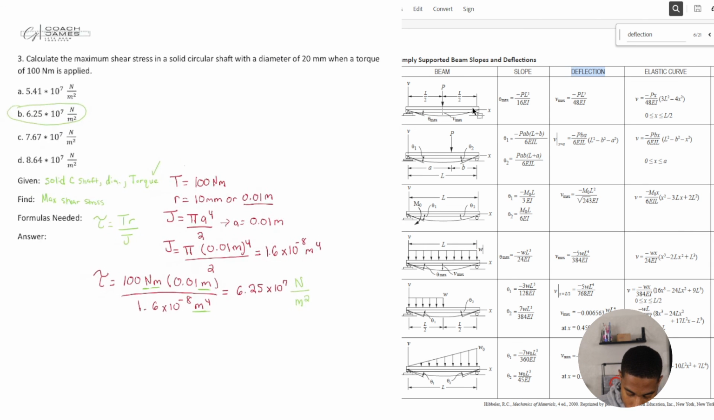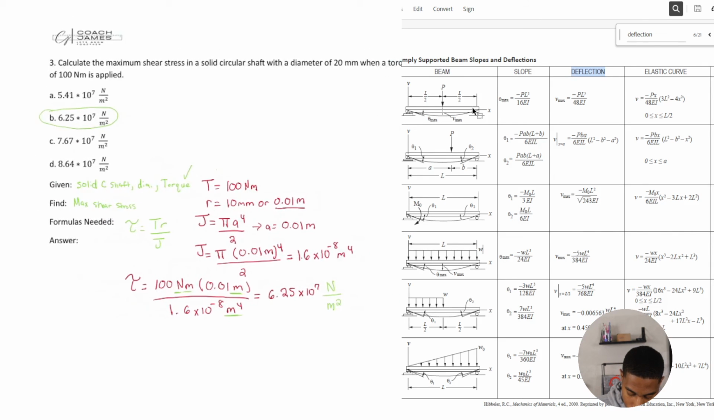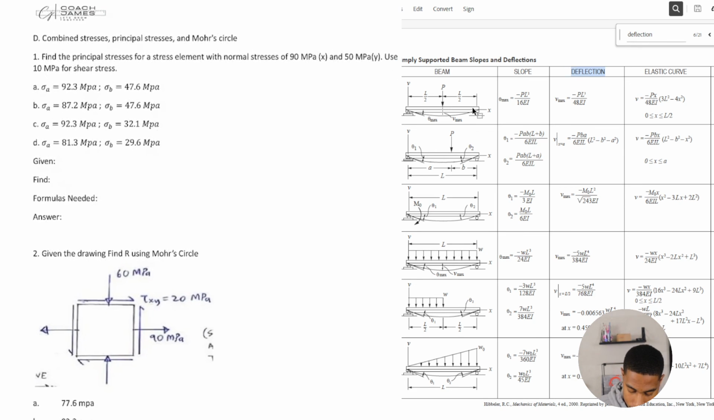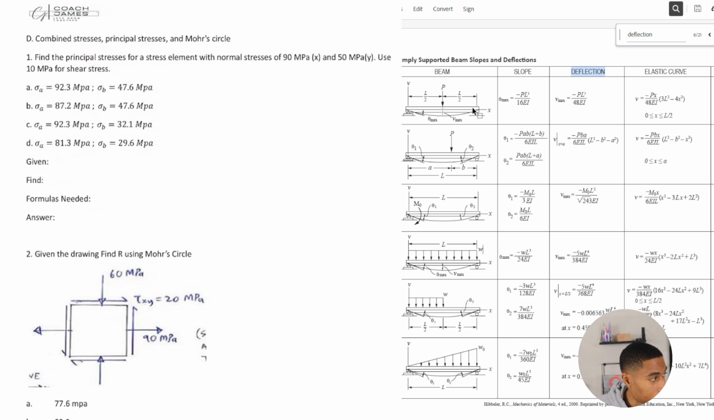All right, so this concludes the deformation section of the mechanics of materials review. In the next section, we're going to be looking at combined stresses, principal stresses, and Mohr's circle.